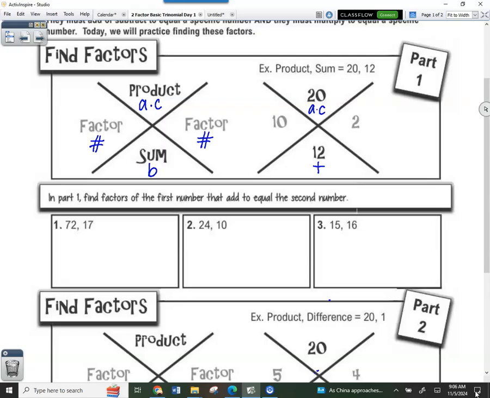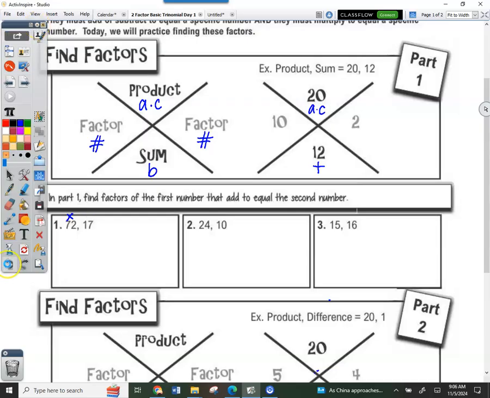So, let's look at this. We want the product of 72 that adds to 17. So make sure you put the correct numbers; I should write them underneath. A times C gives me 72 and B is 17. So it's got to multiply to give me 72 and it's got to add to give me 17. So here we go. Multiply to give me 72, add to give me 17. Now we've got to come up with our numbers.